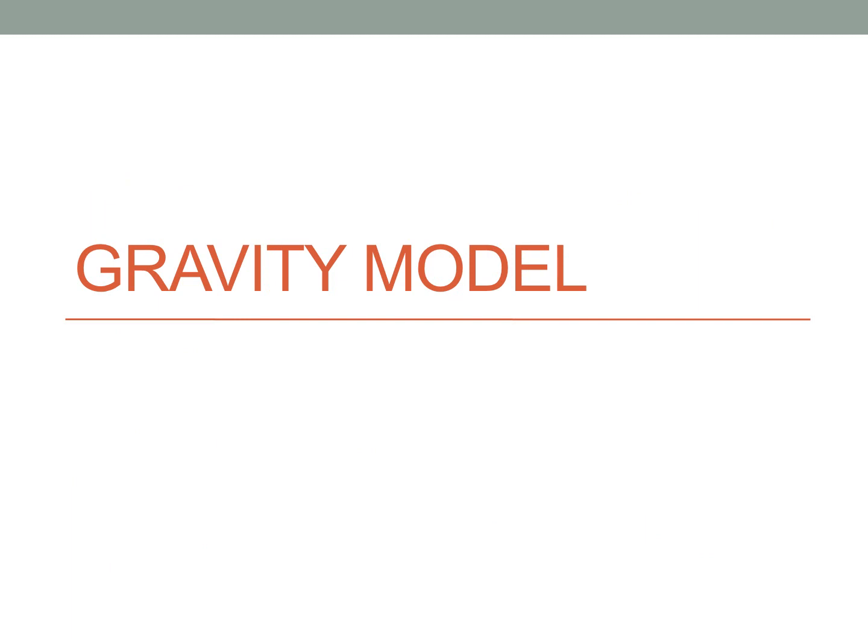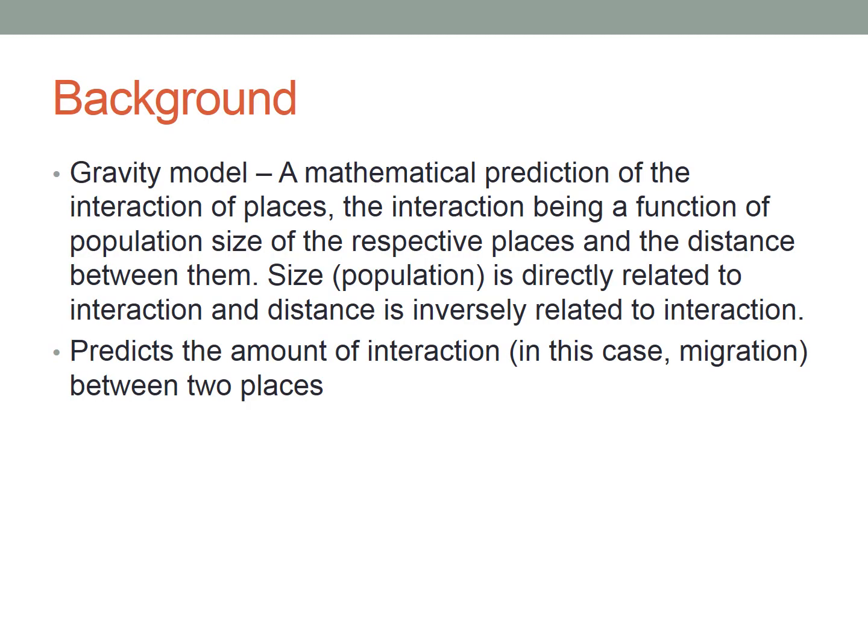So now let's actually take a look at the gravity model, which was the basis for that second law of migration, that if people are going to move a long distance, like an international move, they're likely going to end up in a big city. So let's take a look at this. And the gravity model, by definition, so you're underlining important parts of the definition, here we go. A mathematical prediction of the interaction of places. The interaction being a function of population size of the respective places and the distance between them. Size, or population, is directly related to interaction, and distance is inversely related to interaction.